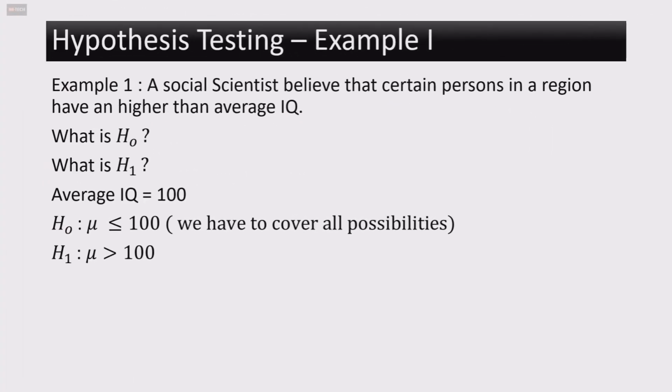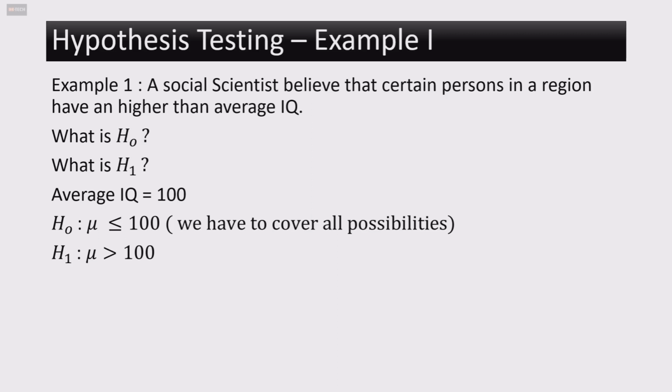So, hypothesis testing, example 1. Now let's look at a practical example. This is going to help you to understand what we're doing. A social scientist believes that persons in a region have a higher than average IQ. Let's say Lagos, for instance. People in Lagos, they are streetwise, their IQ is higher than normal. So that's what he believes.